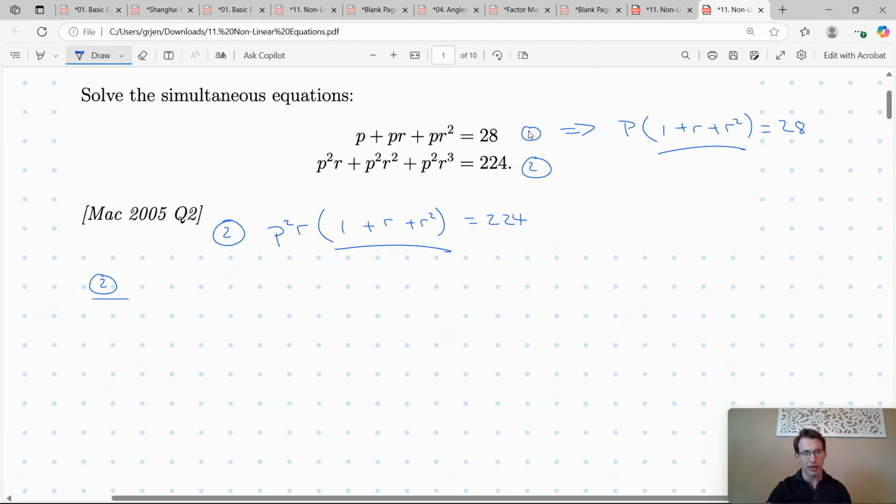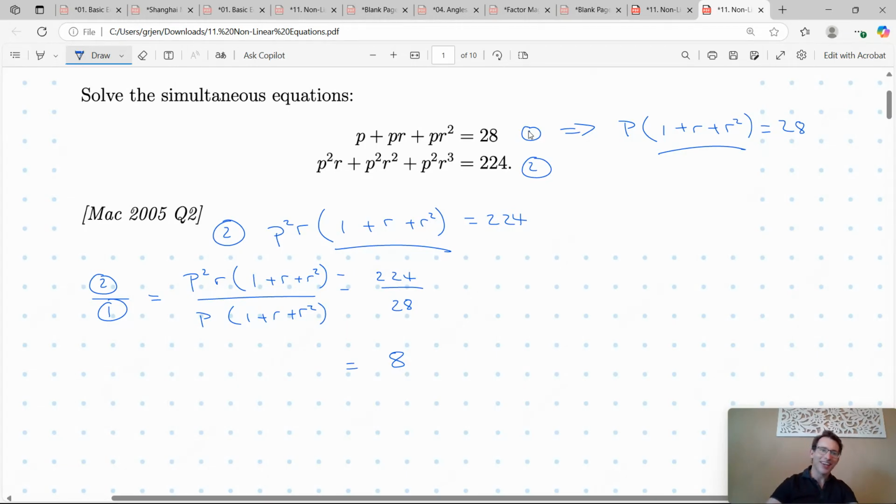Equation 2, that is, divided by equation 1, which is equal to p squared r multiplied by that whole quadratic, 1 plus r squared, equals 224 over, well, we're going to do this over a p multiplied by 1 plus r squared equals 28. So the right side of the equation equals 8, because 8 times 28 is 224.